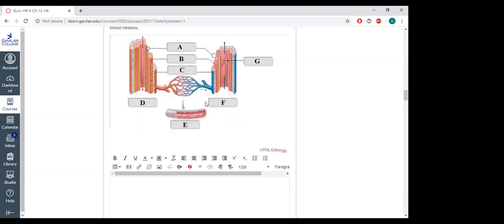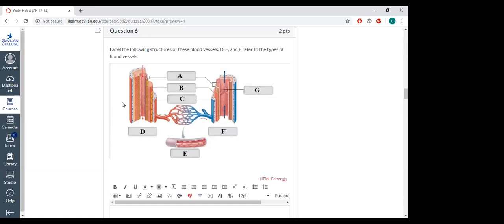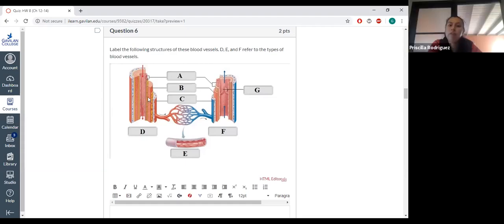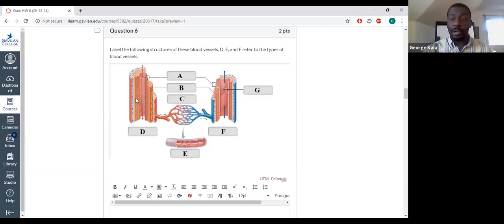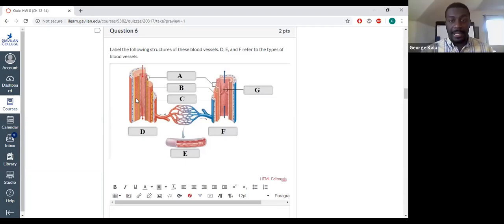Cool. Actually, one other thing I wanted to mention. This was something a lot of people missed on the labs. When we're looking at a systemic vein and a systemic artery, which one carries blood away from the heart? The systemic artery. Exactly. A systemic artery will always carry blood away from the heart, and a systemic vein will always carry blood towards the heart. Arteries will always carry blood away. Veins will always carry blood towards.